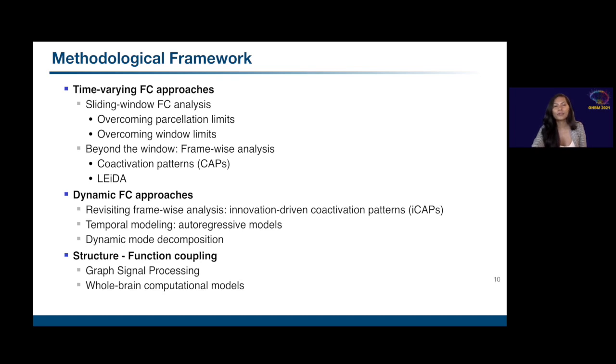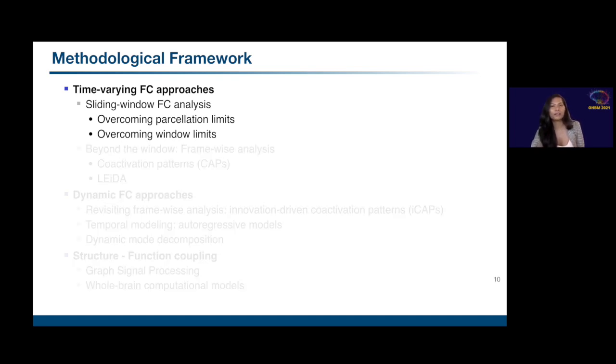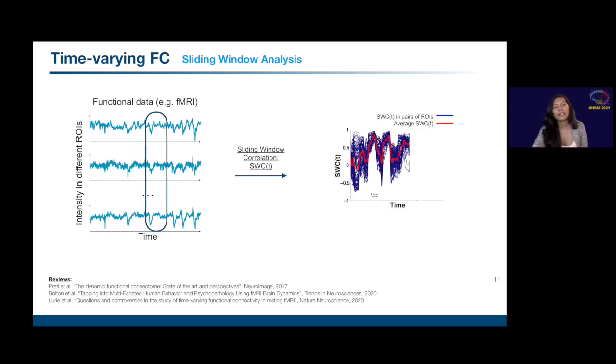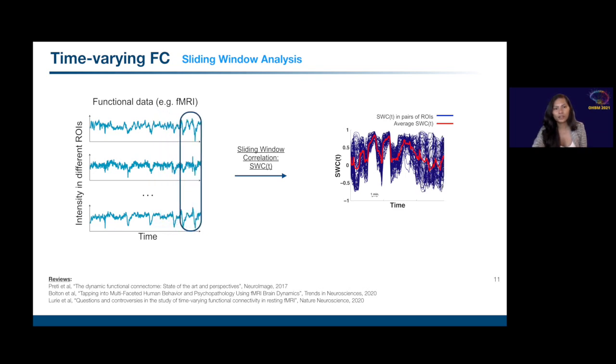Okay, so to start, we first discuss the most popular method that is used under time-varying functional connectivity. So similarly with static functional connectivity, we start with the intensity values or the temporal signals of the BOLD data across different regions of the brain. But instead of looking at the whole duration of the recording, we look at individual time windows that is then scanned through the whole duration of the scan. And the output of that is a sliding window correlation signal that is varying in time.